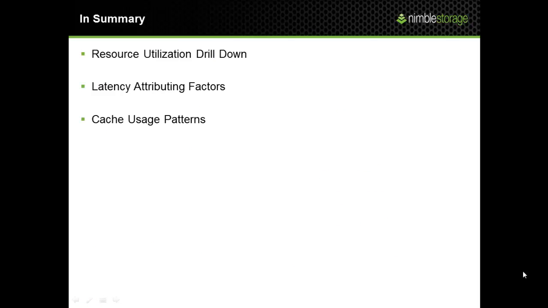In summary, we have shown you quickly the resource utilization breakdown of CPU, cache, random IOPS, read and write, as well as sequential throughput in megabytes per second for both read and write, as well as the latency across the board for each and every single Nimble storage array you own in the environment. We also show you the cache usage pattern during business hours as well as off-peak hours, and the volumes performance policy that has the most cache churn.